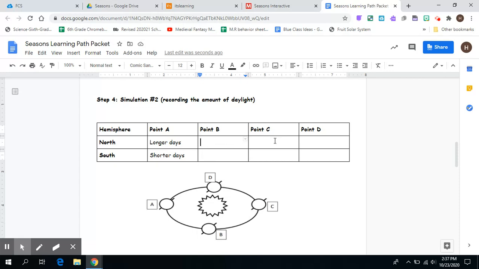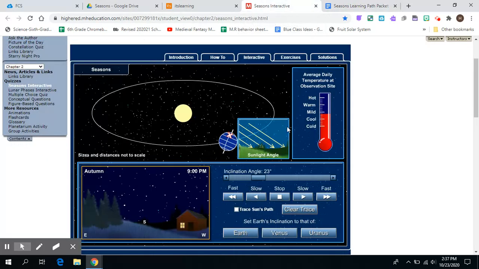And then same for point C. Are they longer days or shorter days? All right, so good luck.